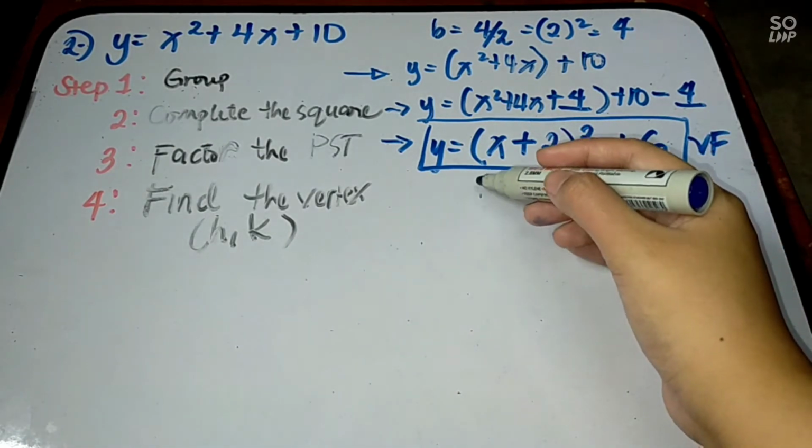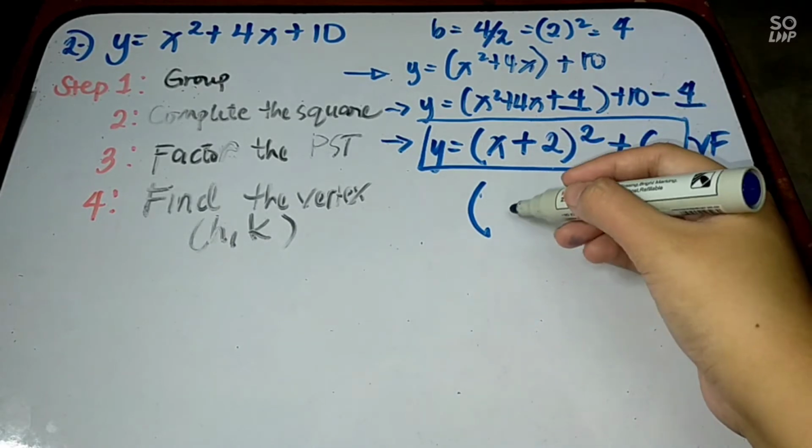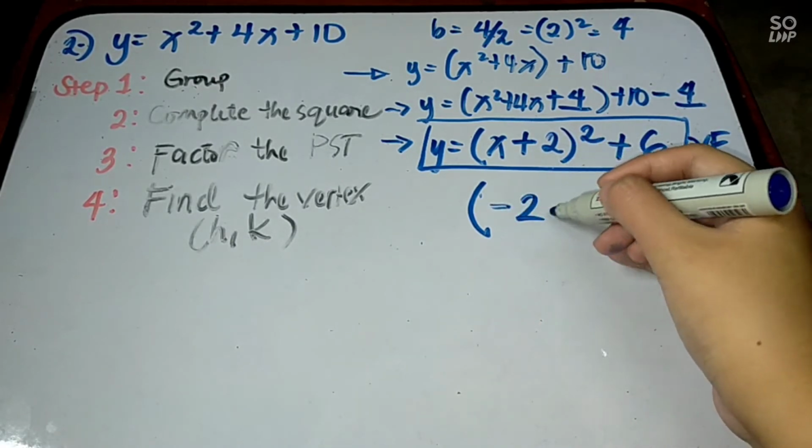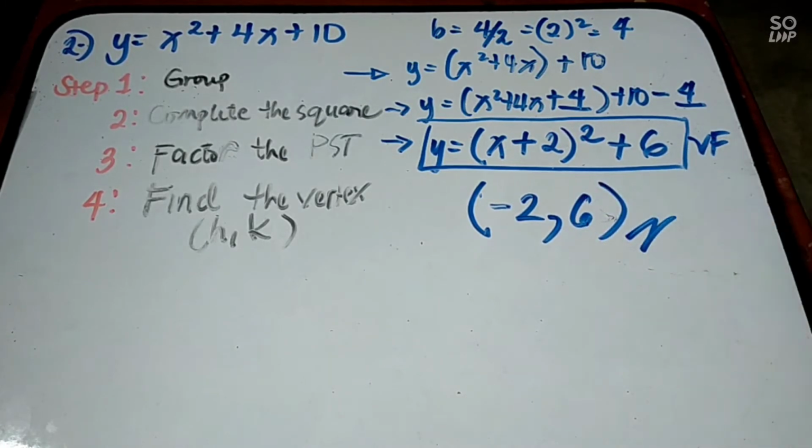So, for us to find the h and k, ito yung h mo, change mo into yung sign niya, magiging negative 2. Then, ito yung k mo, just copy, we have 6. That is it. Okay? So, habang tumatagal, mas mabilis na natin siya nasusolve. Let us have another one.